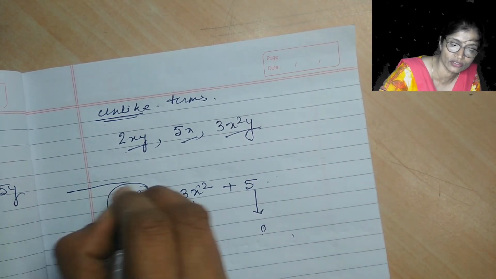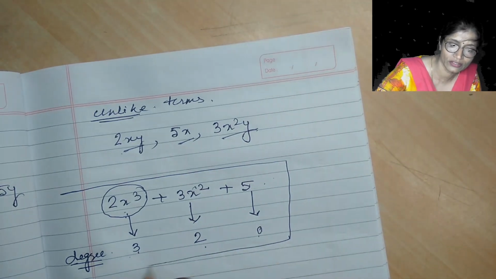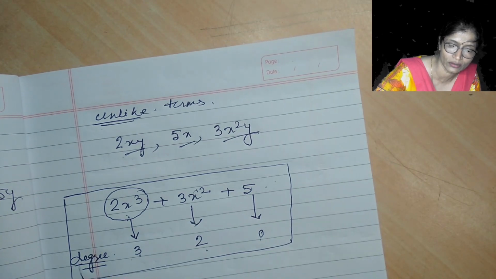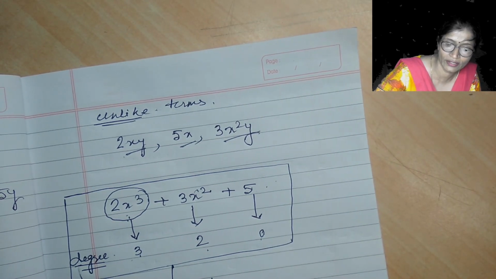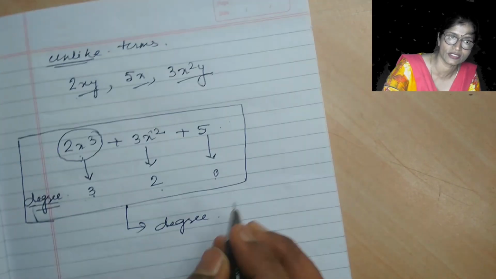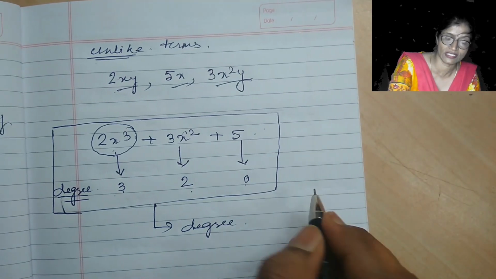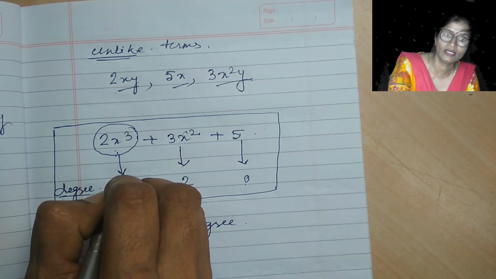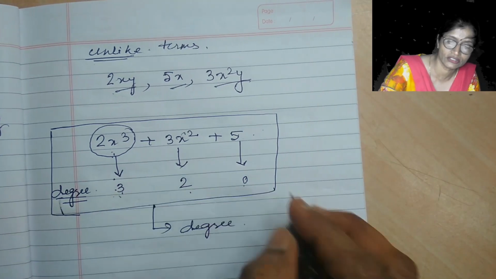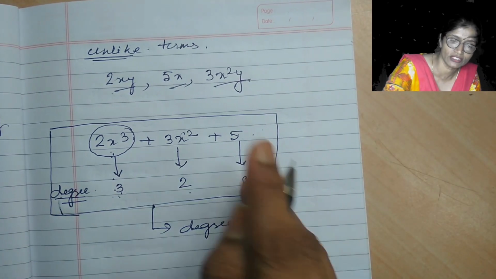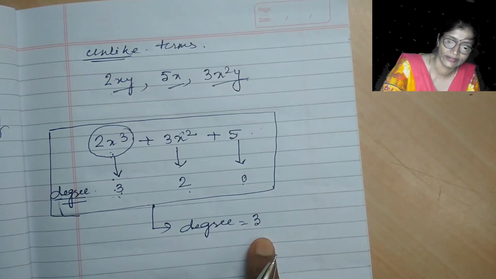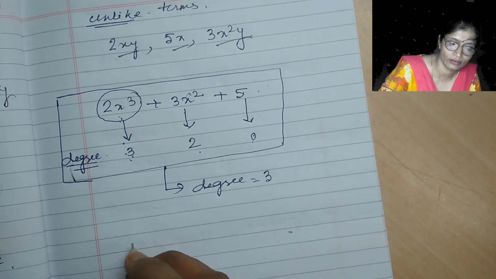And the degree of this whole polynomial, this full expression, is the degree of the term which has the maximum power. So this is 3. So the degree of this polynomial is 3.